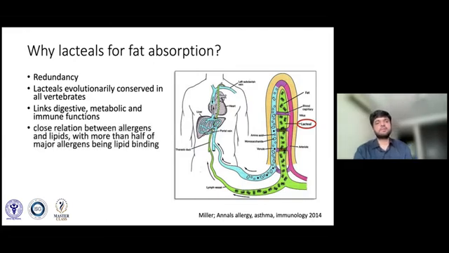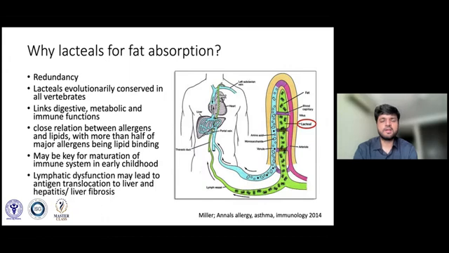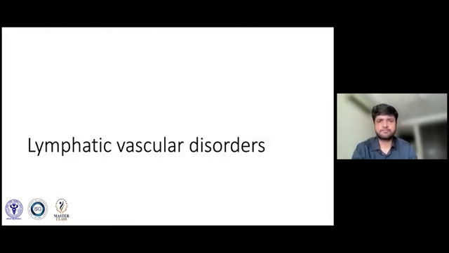And it is now becoming more clear that a large number of allergens that we see are actually lipid binding. And these allergens are directly taken via the chylomicrons into the lymphatic system, and these then face the lymph nodes. And that is why a lot of lymph is redirected from the liver and portal vein into the lymphatic system. So it may be key for maturation of the immune system in early childhood. And it is now known that in patients who have lymphatic dysfunction, it may lead to some antigen translocation into the liver, which may further promote hepatitis and liver fibrosis.